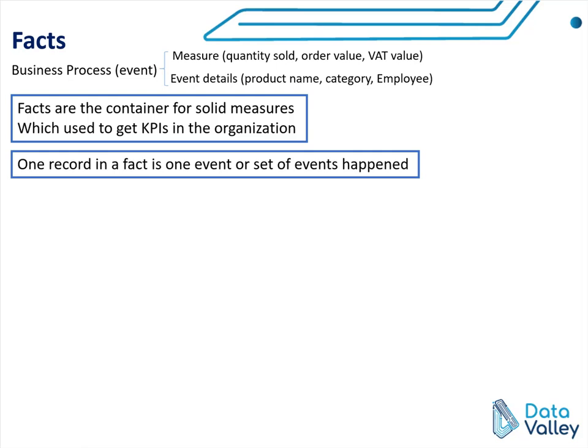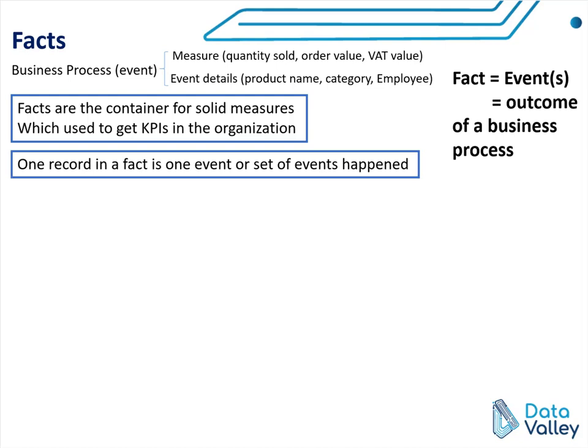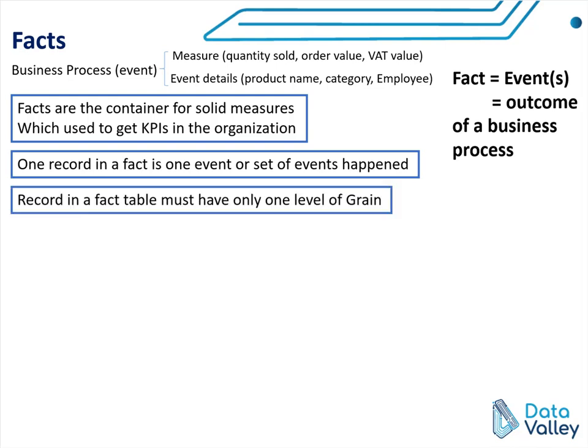One record in a fact table is one event or a set of events, depending on fact type, and we will discuss fact table types in coming lectures. But in general, one record in a fact table is one event or a set of events that happen together. So to summarize, fact equals events. It's the outcome of events or the outcome of a business process.